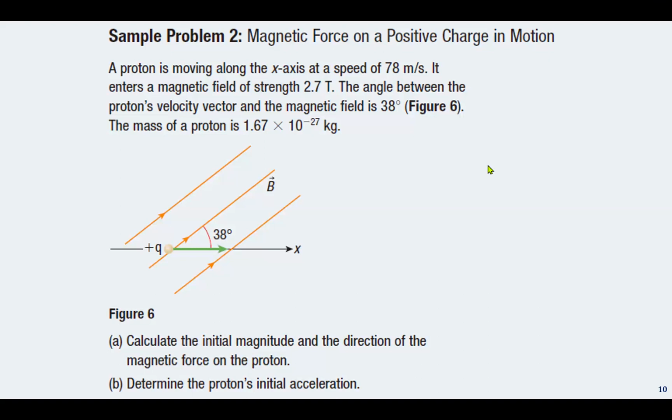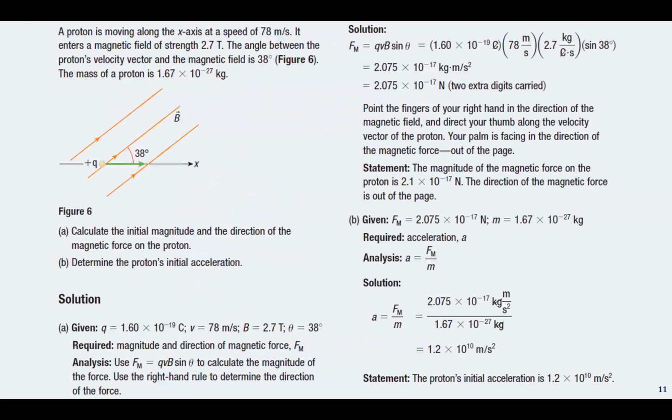All right, let's have a look at the solution together. So in question A, we know the magnitude of the magnetic force is qvB sin theta, right? So put all the values in, we can find the magnitude of the magnetic force directly, which is 2.075 times 10 to the power of negative 17 newtons.